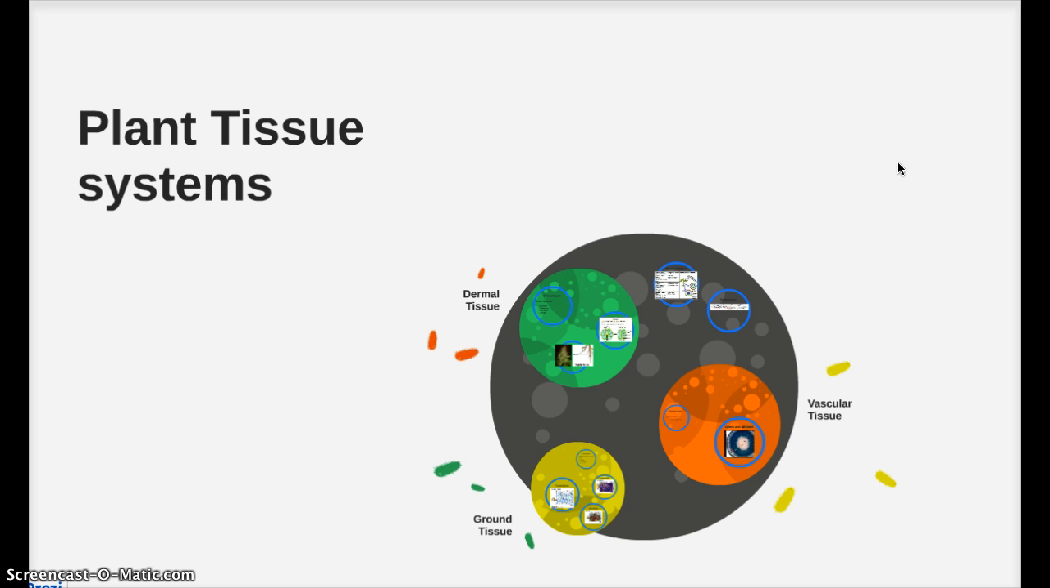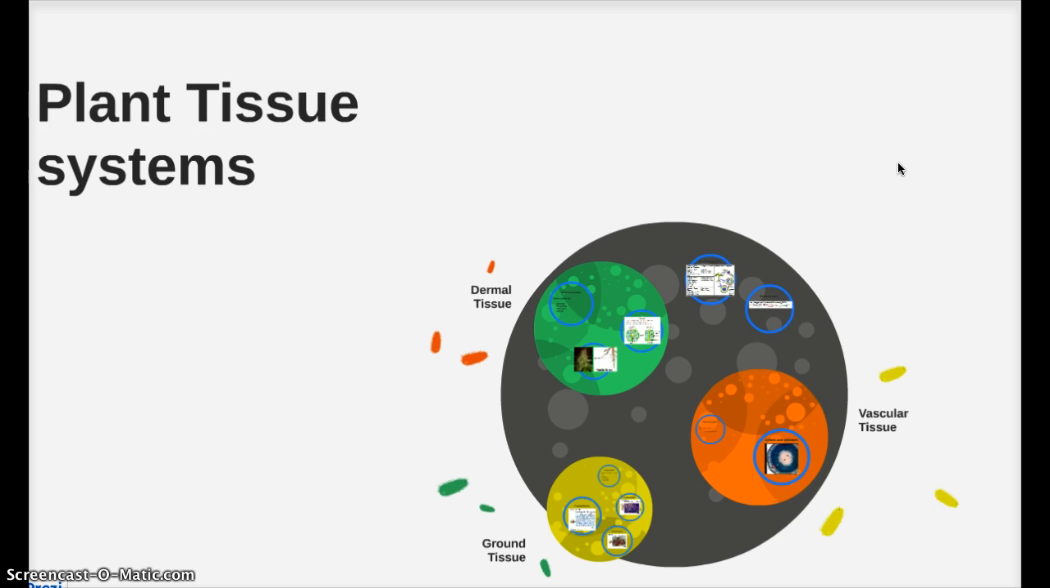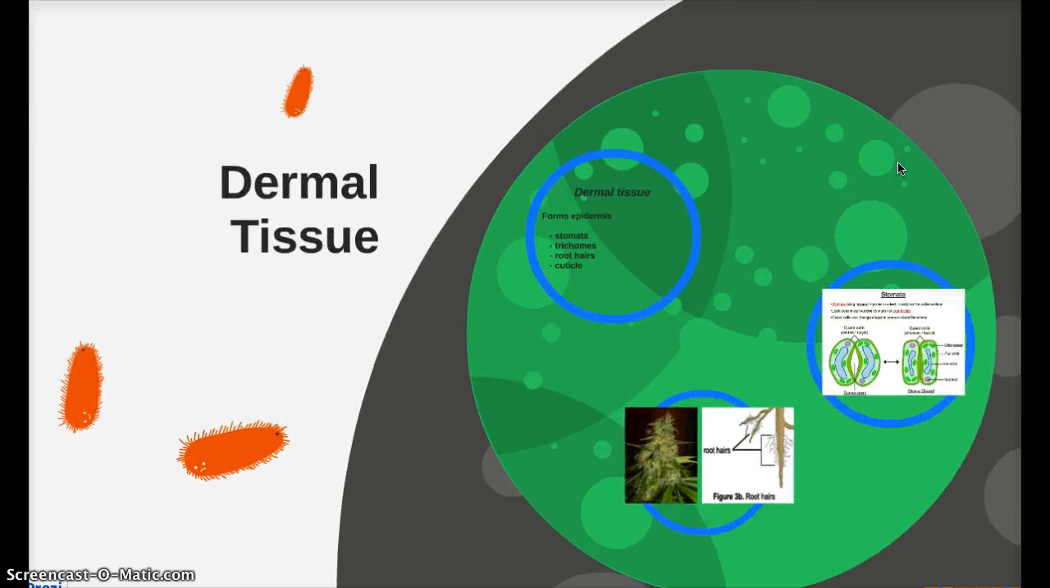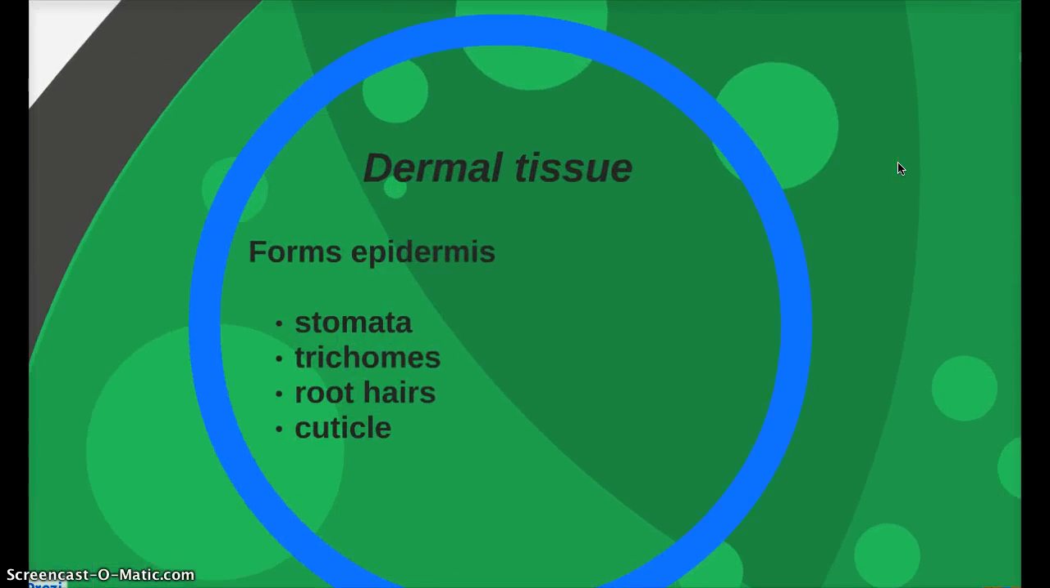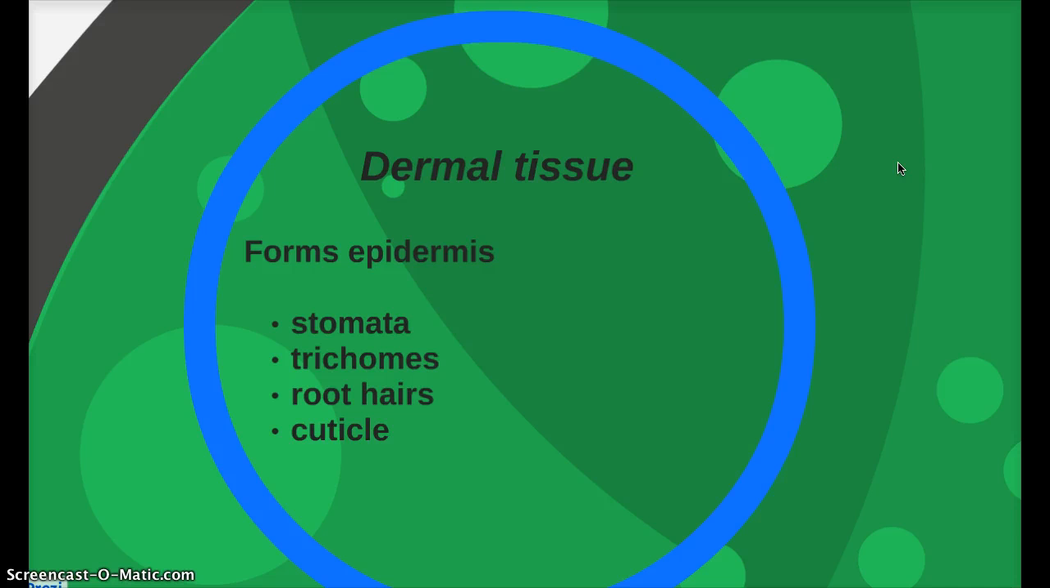Now, there are three tissue systems that are established during embryogenesis, which is the dermal tissue, the ground tissue, and the vascular tissue. So the dermal tissue forms the epidermis of the plant, and that means that everything we see from the plant, the outside, is formed by the dermal tissue. The dermal tissue includes four main things: the stomata, the trichomes, the root hairs, and the cuticle.